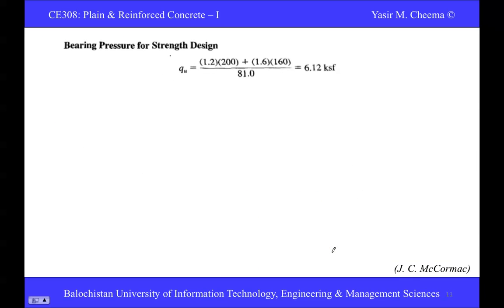So the bearing pressure for the strength design, Qu, the ultimate design, we will find now using the factored loads. This is the factored load: 1.2 times the dead load plus 1.6 times the live load, divided by the total area, that is 81 square foot. So the ultimate bearing pressure for the strength design comes to be 6.12 kips per square foot.